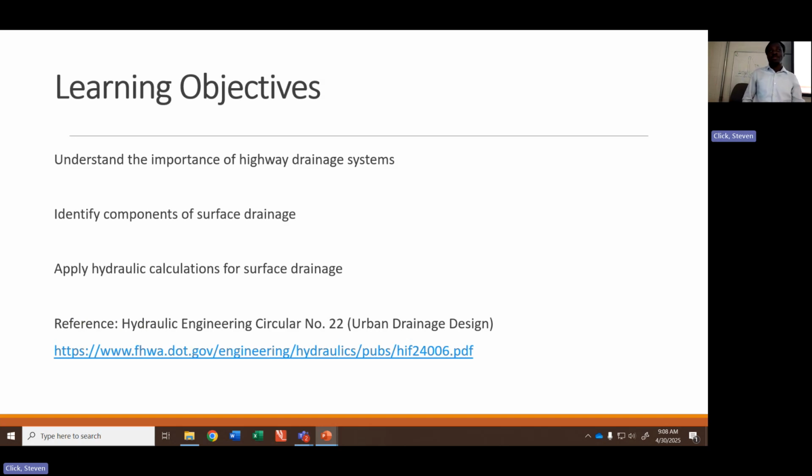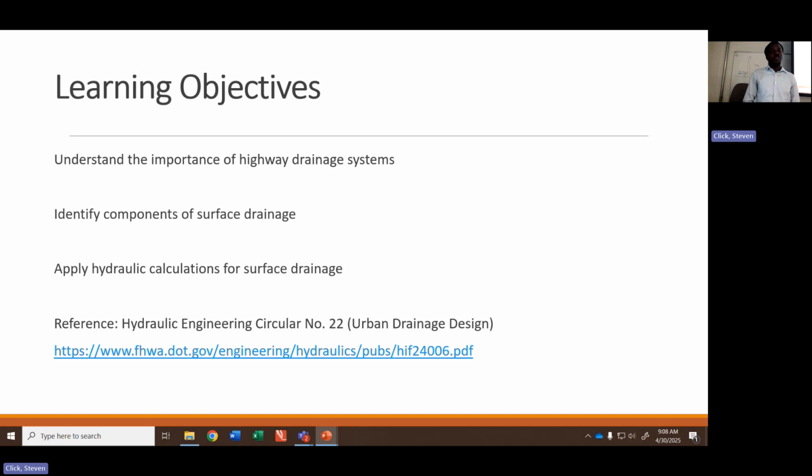I hope that by the end of this presentation, you have an understanding of these points listed here: to understand the importance of drainage on our highways, identify the various components that are involved in surface drainage, and also apply hydraulic calculations to various surface drainage components. There are lots of things involved, but we have to limit the slides because of time.